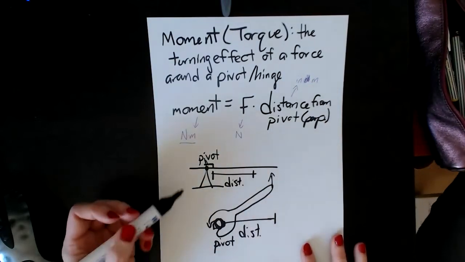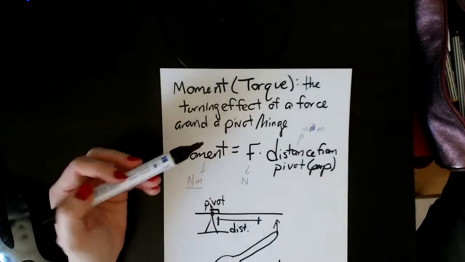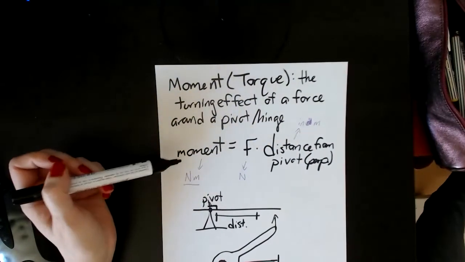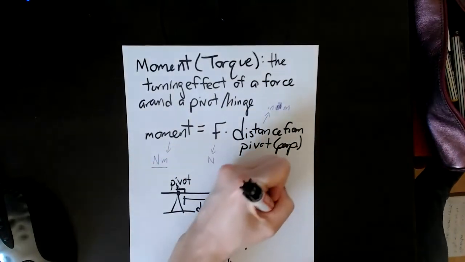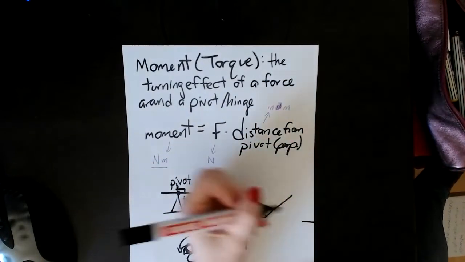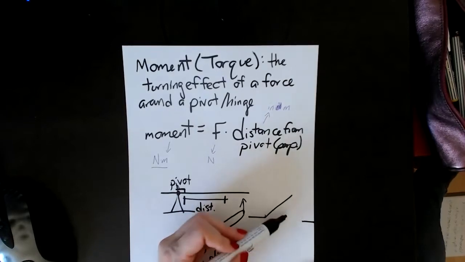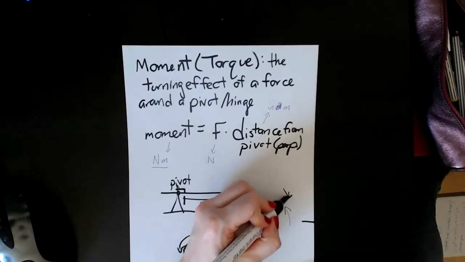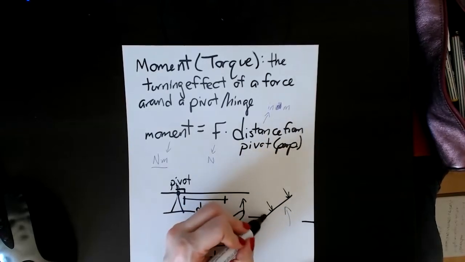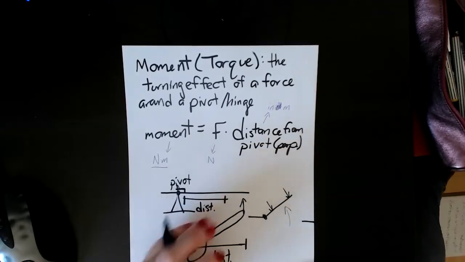And of course, this means that for moment, one of the basic ideas is that the larger the distance, the larger the moment, right? So if you think about a door opening, it's much easier to stop somebody from trying to open the door if you're applying a force here than if you're applying a force here, closer to the pivot, closer to the hinge.